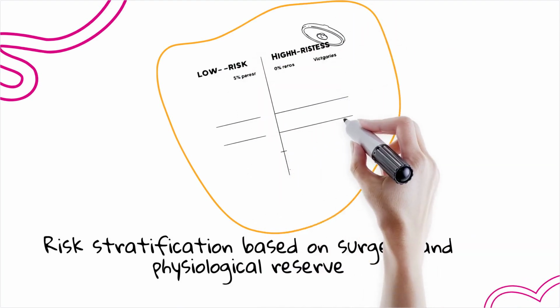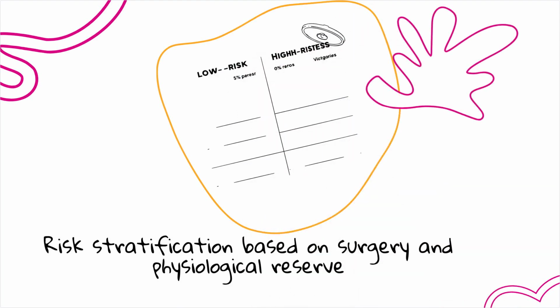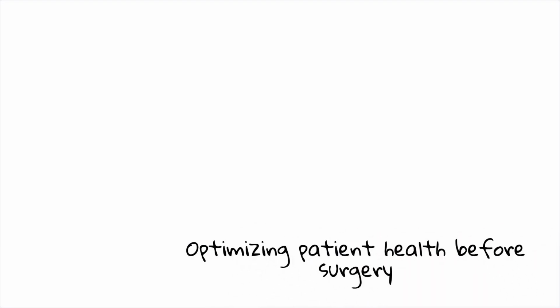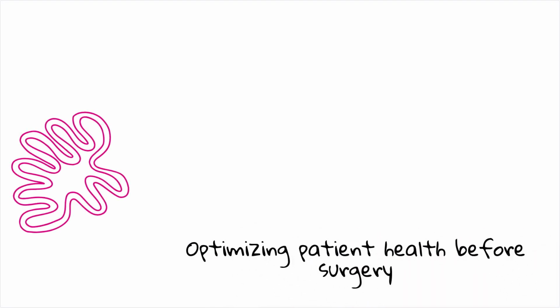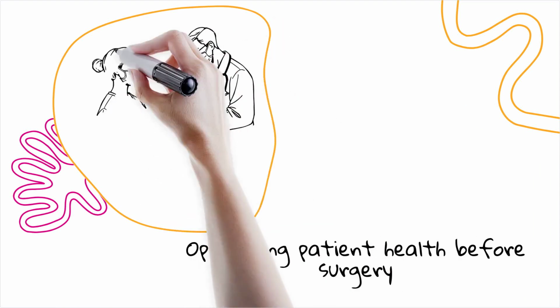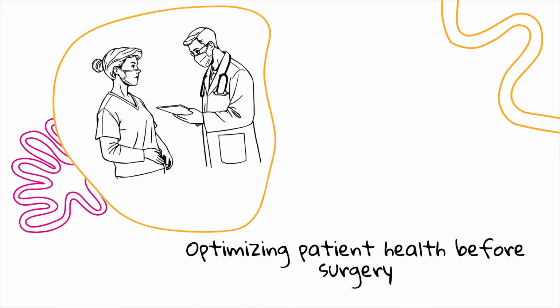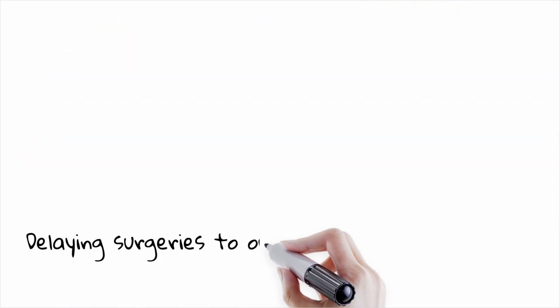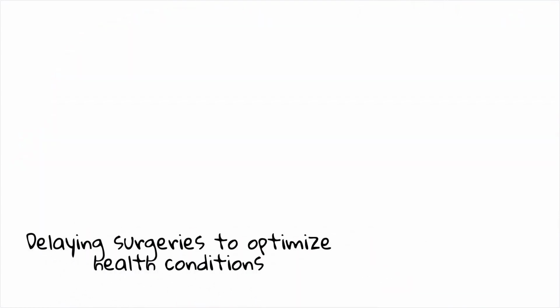Then we match that with the patient's physiological reserve. This determines how well the patient can handle surgical stress and anesthesia. Optimization is where we step in proactively. We may need to control high blood pressure, manage blood sugars, adjust medications, order further tests, or get specialist clearances. In some cases, we delay elective surgeries until the patient is better prepared.